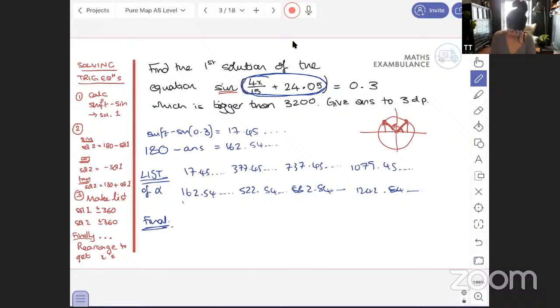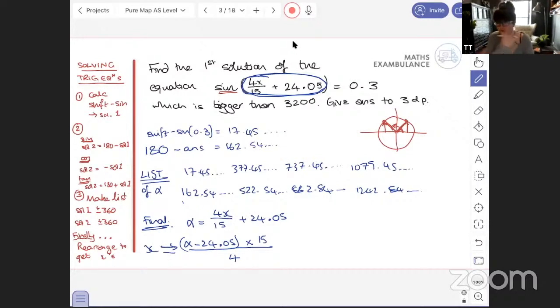They're my alpha values. So each alpha is equal to x times 4 divided by 15, add 24.05. If I rearrange that, if I take something from the list and subtract 24.05, and then multiply it by 15, and then divide it by 4, then I'm going to get x. So I'm undoing that angle to unpick it, but right at the end, it's the final step.